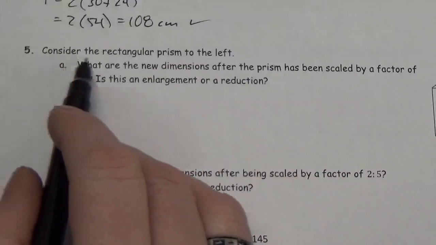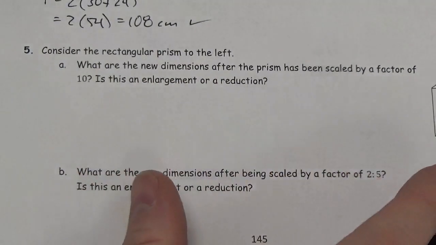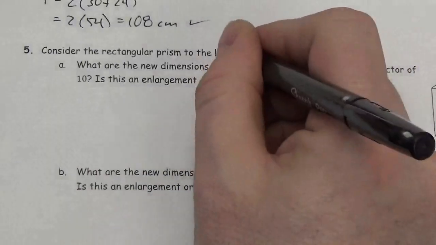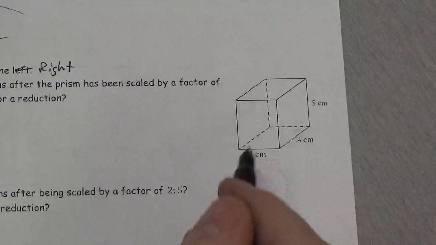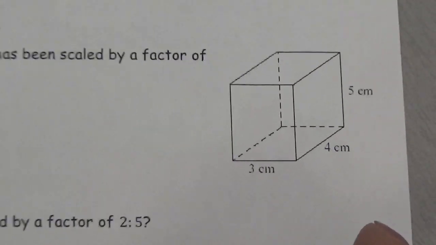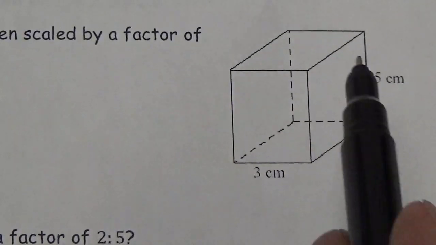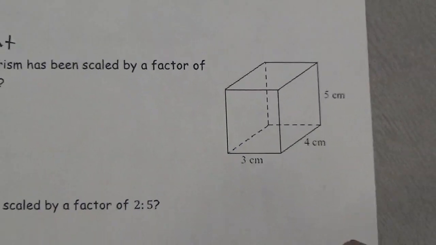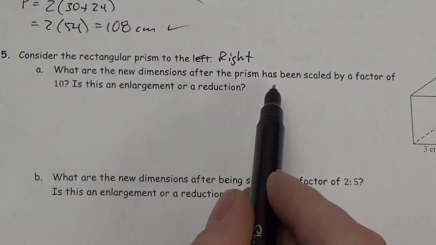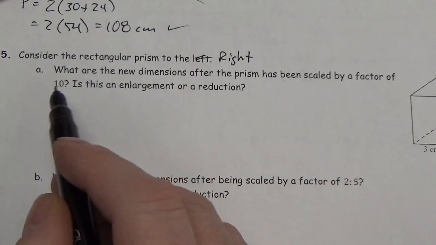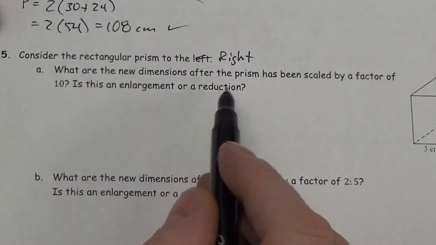So this question says, consider the rectangular prism to the right. This one right here. Let's take a good look at it. That's 3 by 4 by 5. Now what does it say? What are the new dimensions after the prism has been scaled by a factor of 10? Is this an enlargement or a reduction?